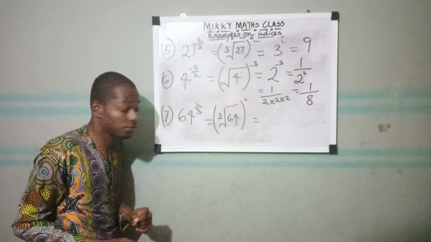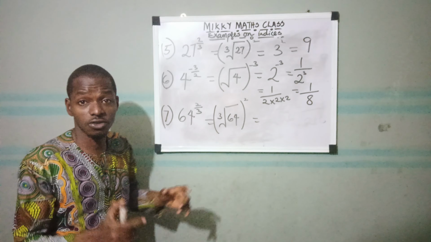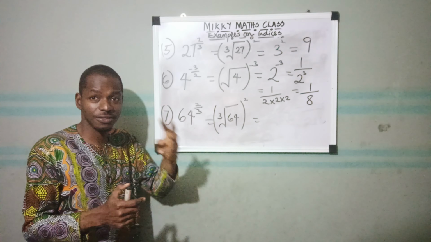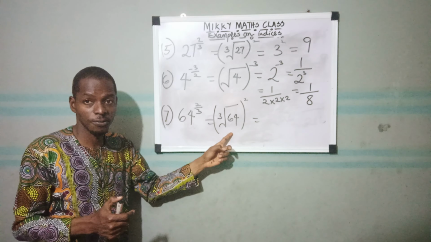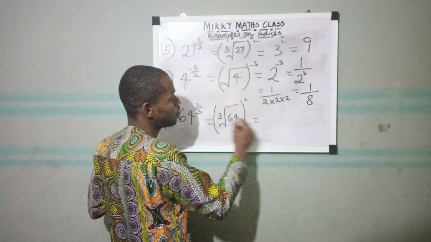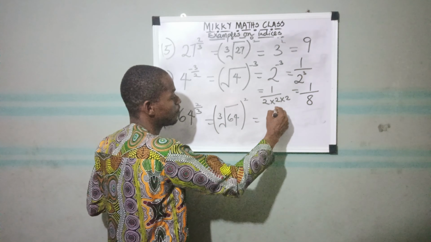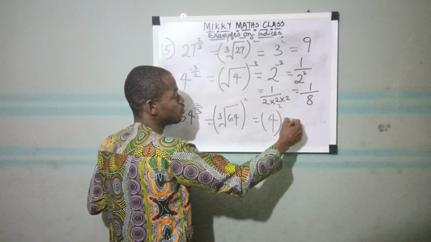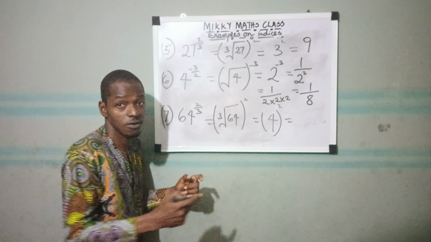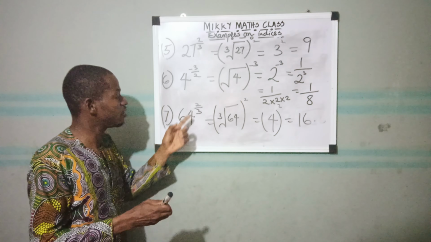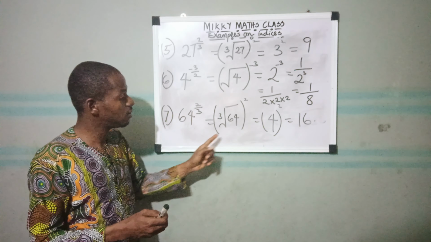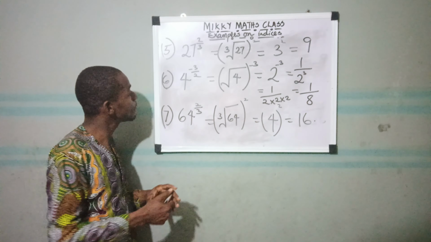So the cube root of 64, like what we are saying, cube root is what number will I multiply 3 times to give me 64. That number is 4 because 4 times 4 is 16. 16 times 4 is 64. So the cube root of 64 is 4. 4 raised to the power of 2. 4 times 4, which is what? 16. So 64 raised to the power of 2 over 3 is 16.